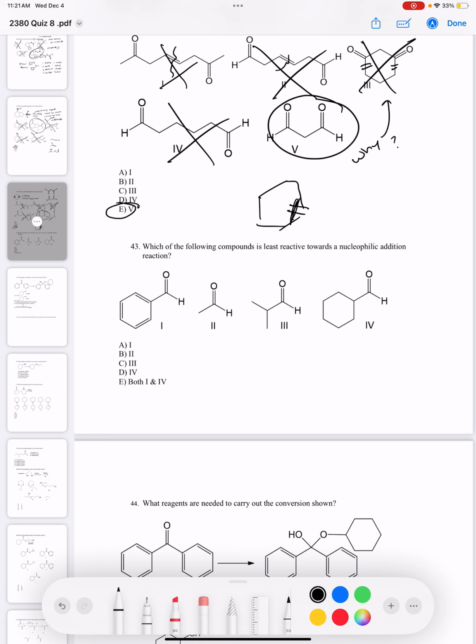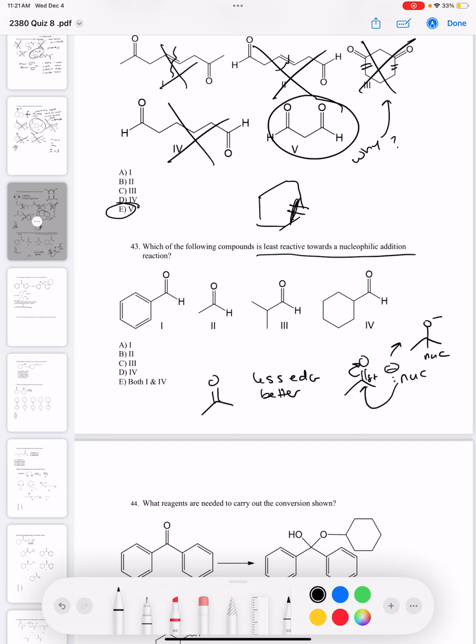Okay, next question. Which of the following compounds is least reactive towards a nucleophilic addition reaction? So a nucleophilic addition, that is the one with the carbonyl and the nucleophile adds, and you get O minus. And your nucleophile is added. So your nucleophile is going to be attracted to a stronger partial positive. So less electron density, less electron donating groups is better. So this aldehyde is more reactive than a ketone, because these hydrogens aren't really donating very much at all, whereas these are donating more.